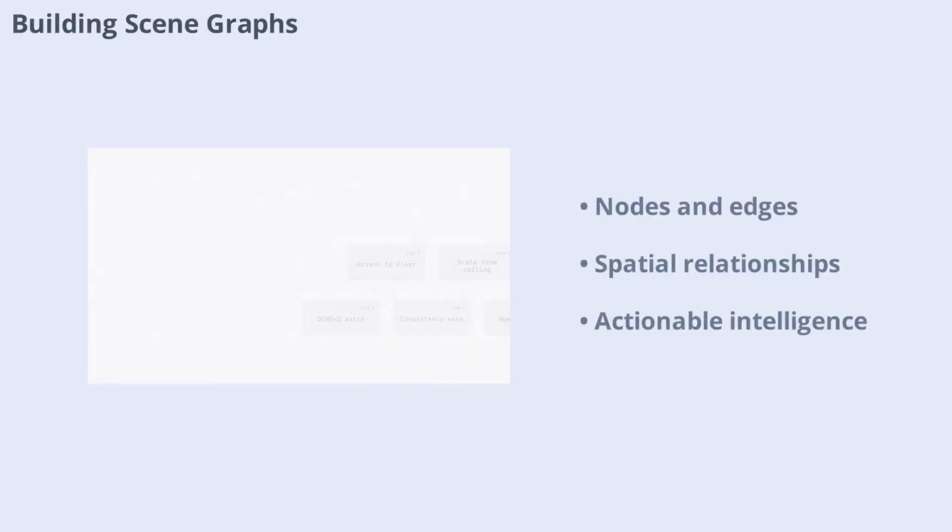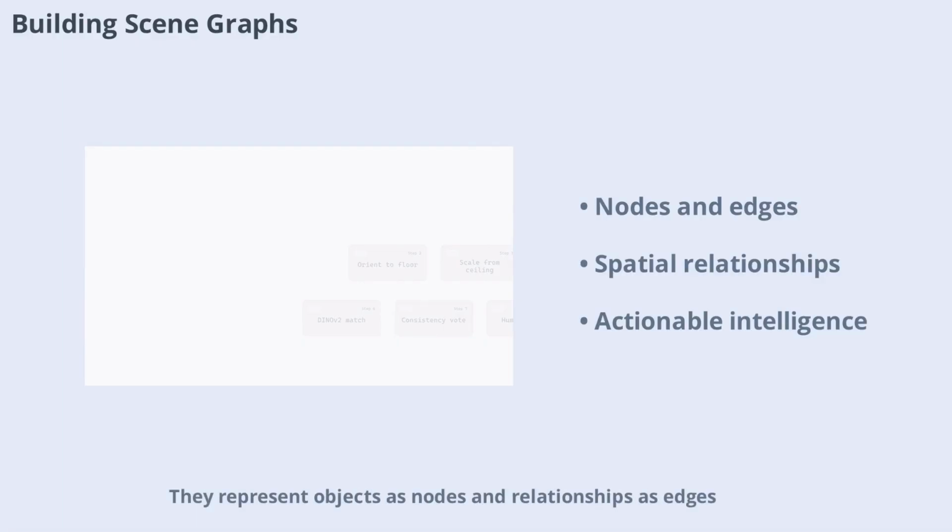Scene graphs are the backbone of semantic spatial AI. They represent objects as nodes and relationships as edges, enabling machines to answer complex spatial queries. Building a scene graph involves segmenting the cloud, labeling objects, and defining spatial relationships. Connecting these graphs to language models transforms raw spatial data into actionable intelligence, making them valuable products for industry.